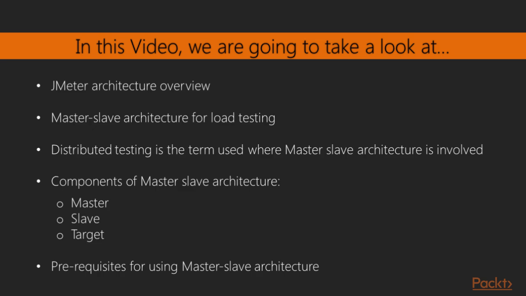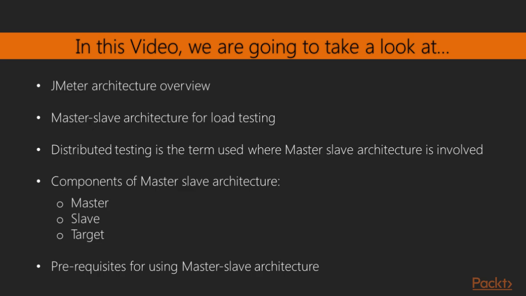JMeter works in a master-slave architecture for generating concurrent user load on the application. This is also called distributed testing. The components of this architecture are: number 1, master, the system running JMeter in a GUI or a non-GUI mode, which controls the test and maintains all test data files and its results. This is also called the test controller.